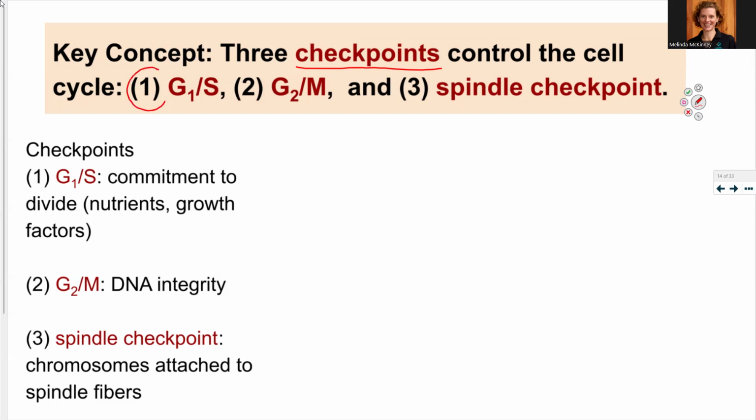The first is between G1 in the cell cycle, gap 1, and the synthesis phase. The second is between G2, gap 2, and the M phase, which is for mitotic division, and later we'll find also for meiosis. That's the nuclear division. And then 3 is another checkpoint to see if the spindle fibers have accurately attached to the chromosomes. So number 1, G1S, commitment to divide.